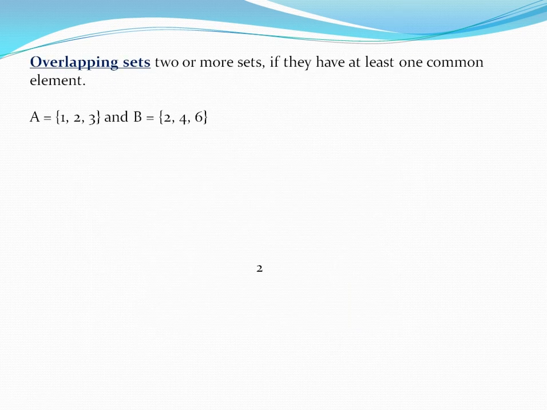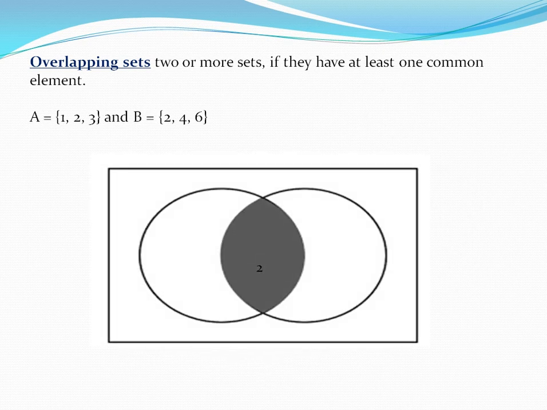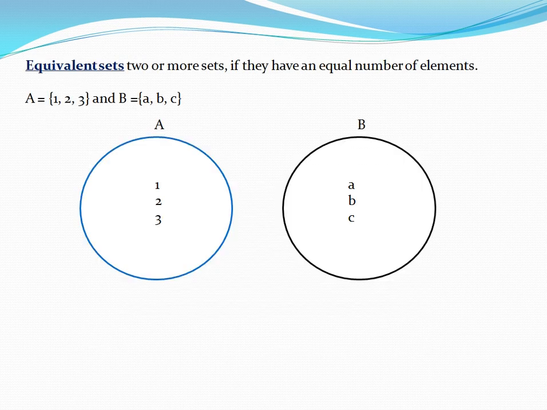Overlapping sets: two or more sets that have at least one common element. A is 1, 2, 3, and B has 2, 4, 6. The common value is 2. At least one common element means they are overlapping sets. Equivalent sets: two or more sets if they have an equal number of elements. No need for the same values. Means A is 1, 2, 3, and set B has a, b, c. They are not the same, but the number of elements is the same, so they are equivalent sets.